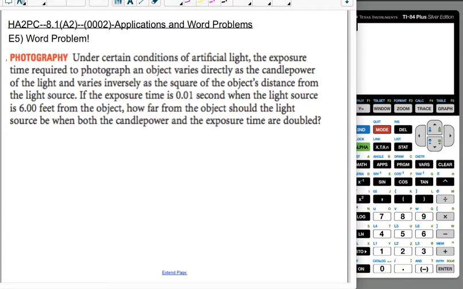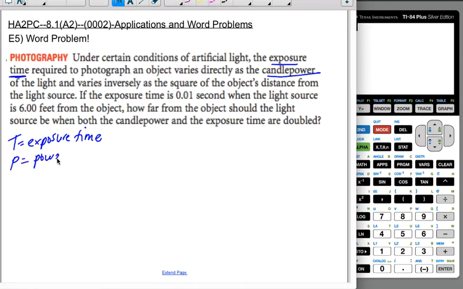All right, so let's go ahead and set this up. So we need some variables, right? The exposure time is the thing we want to know, so I'm going to use T for exposure time. It varies directly as the candle power of the light. I'm going to use P for power. I guess I could have used C for candle power, but that's fine. And it varies inversely as the square of the object's distance. I'm going to use D for the distance from the light source.